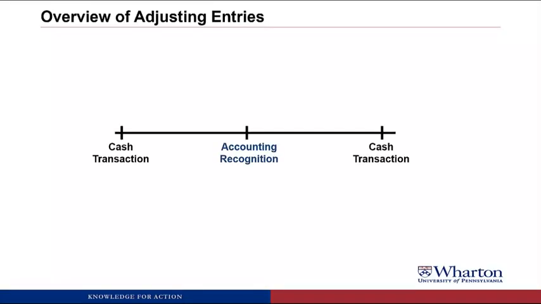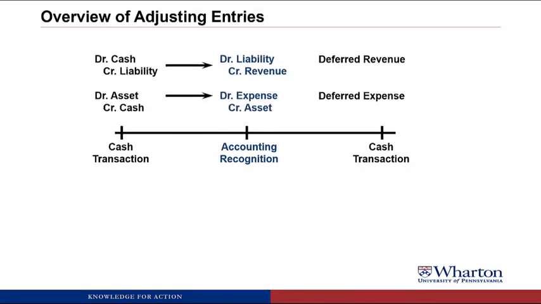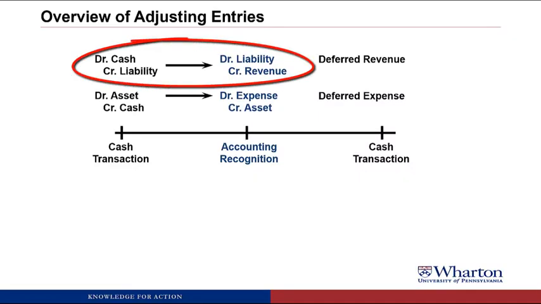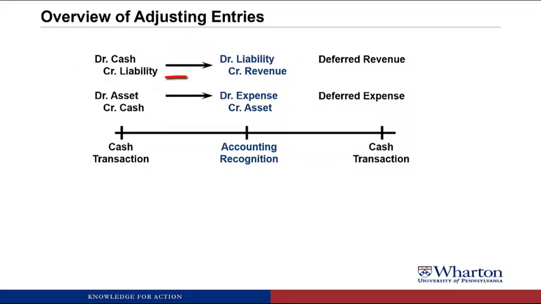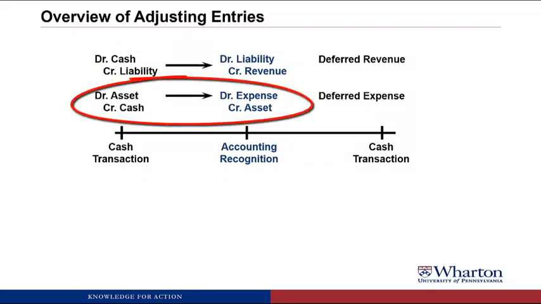Here's a quick graphical overview of adjusting entries before we wrap up the video. Think about a timeline where we have cash transactions that happen at different times than we recognize revenues or expenses. The deferred revenue and deferred expense occur when we have a cash transaction before we recognize a revenue or expense. So if we receive cash before we can book revenue, we need a liability, an unearned revenue liability, to bridge the gap. Or if we pay cash before we record an expense, we need an asset, a prepaid asset, to bridge the gap.